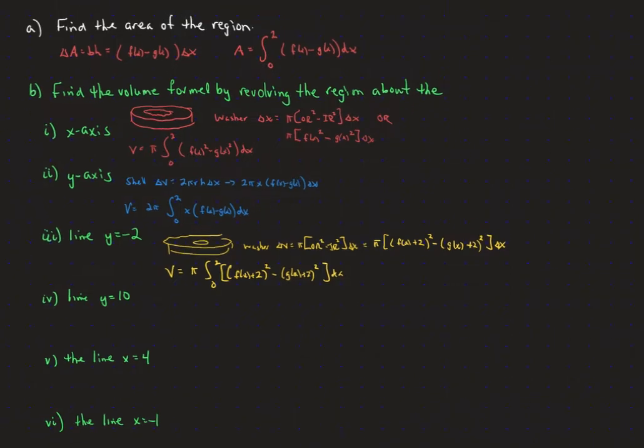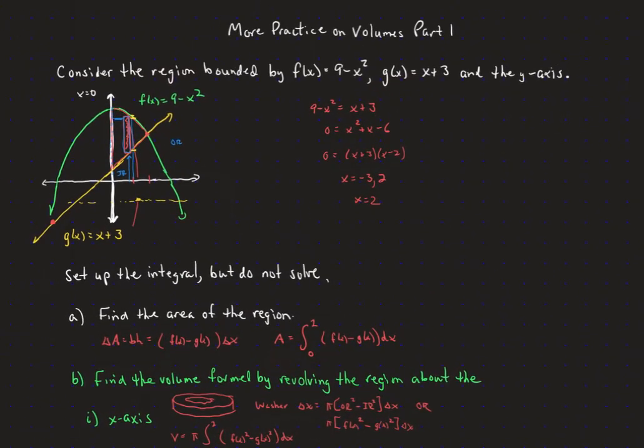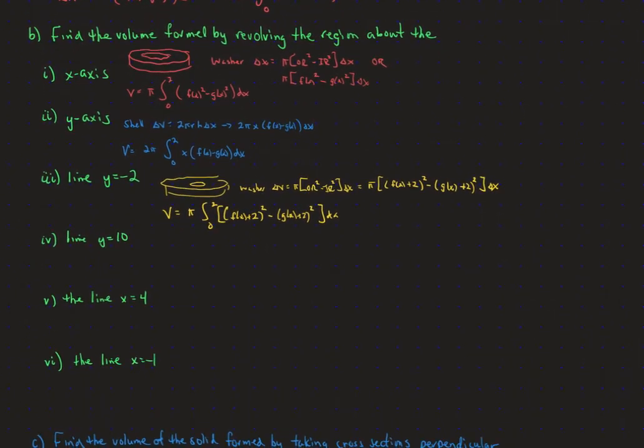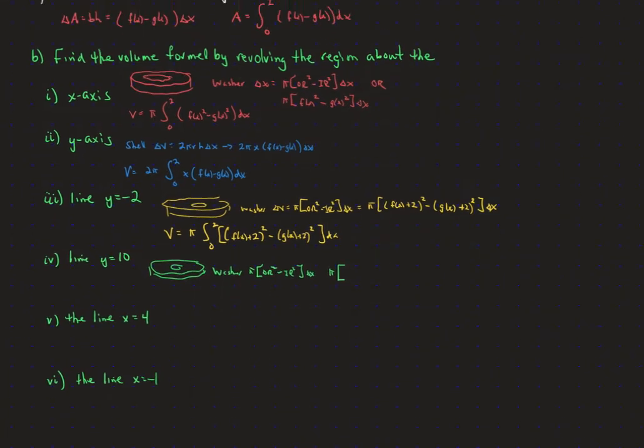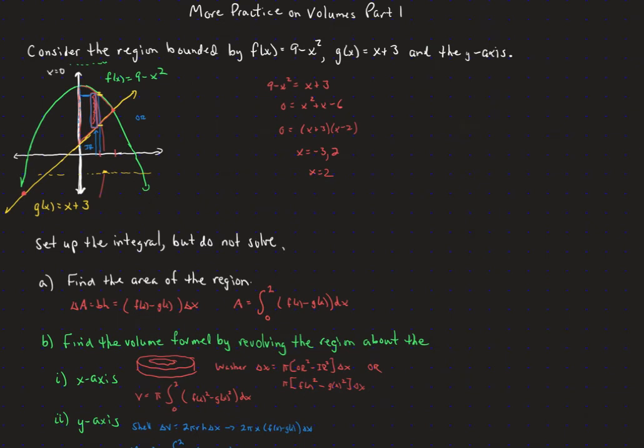So on the y equals 10, now our line of revolution is going to be way up here at y equals 10. That's above our curve. So as we spin our rectangle around, that is again going to be a washer. We're going to get this thing with a hole in it. So our washer is again going to be pi outside radius squared minus the inside radius squared, and then a delta x.